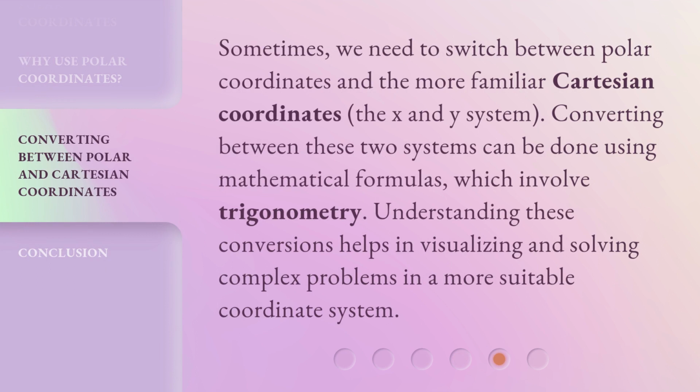Sometimes, we need to switch between polar coordinates and the more familiar Cartesian coordinates, the x and y system. Converting between these two systems can be done using mathematical formulas, which involve trigonometry. Understanding these conversions helps in visualizing and solving complex problems in a more suitable coordinate system.